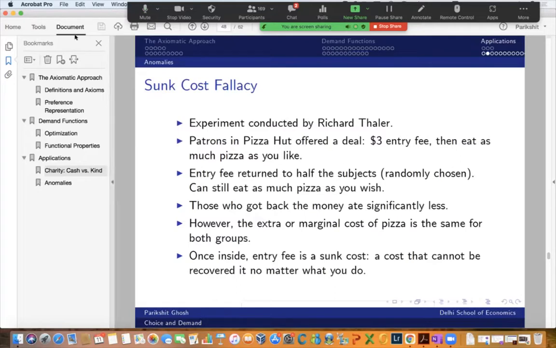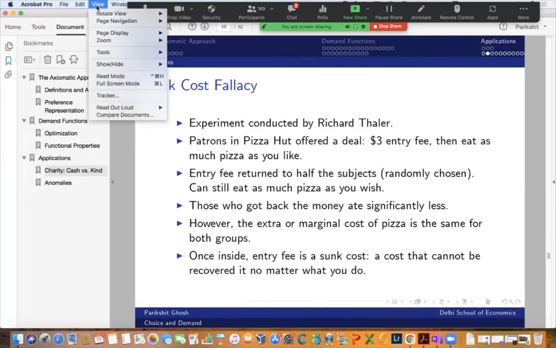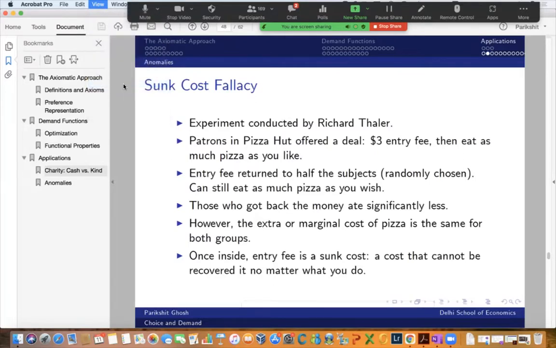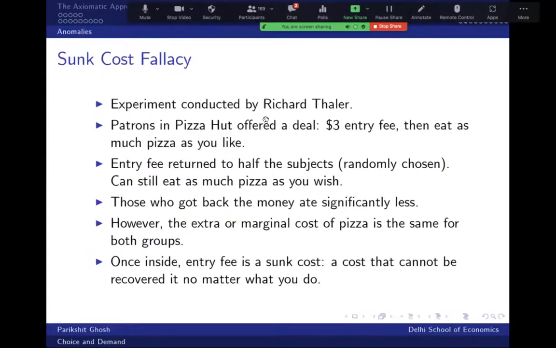So here's an experiment which Richard Thaler conducted. It was in collaboration with Pizza Hut. Pizza Hut was offering a deal that you pay an entry fee, a flat charge, and then you can eat as much pizza as you like. Right? They were doing it in one of their outlets.